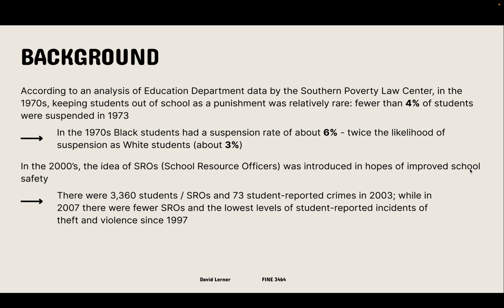So, just a little background. This wasn't something that was prevalent until the 1970s, and keeping kids out of school, like suspension and expulsion, wasn't a common disciplinary action. As we can see here, fewer than 4% of students were suspended in 1973, and most of those students were black students, and they had twice the likelihood of getting suspended compared to white students.